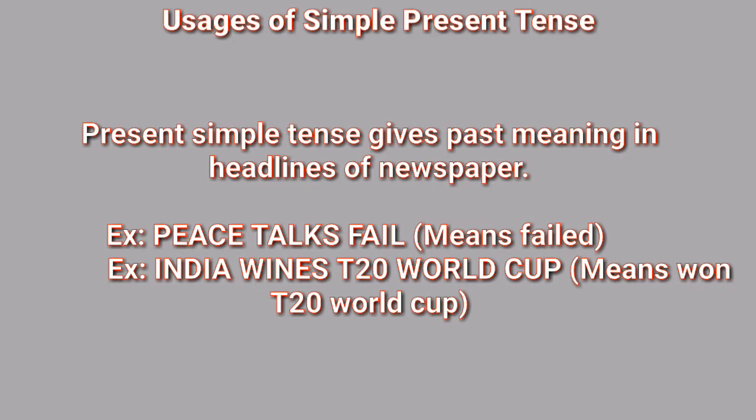Usage number 5. Present simple tense gives past meaning in headlines of newspaper. For example, peace talks fail. India wins T20 World Cup.